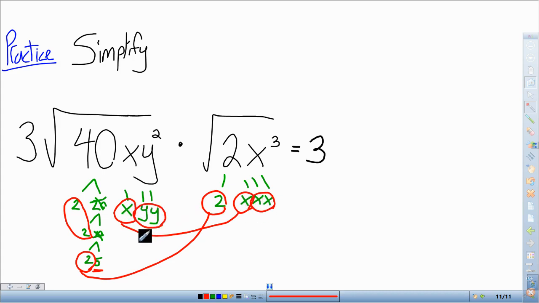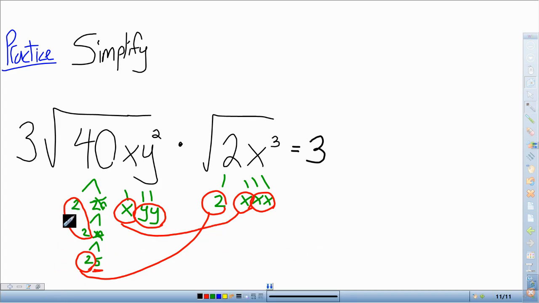This is why we do the circling and the underlining, because when problems get this complicated, it's really easy to forget some stuff. The circling and the underlining helps you scan through and see, did I miss anything? No, everything has either a circle or a line underneath it. So we know we're good to start getting our answer.